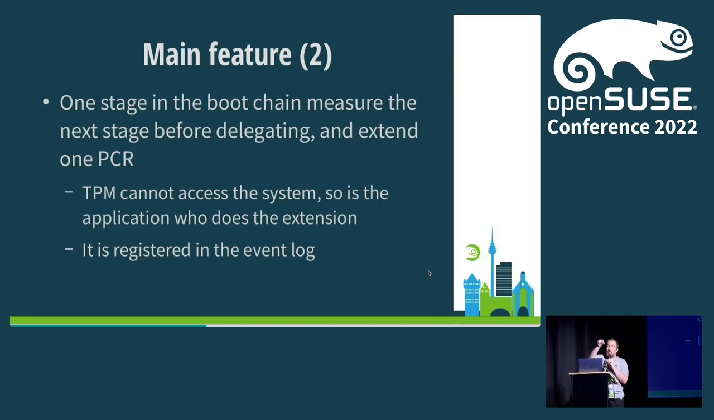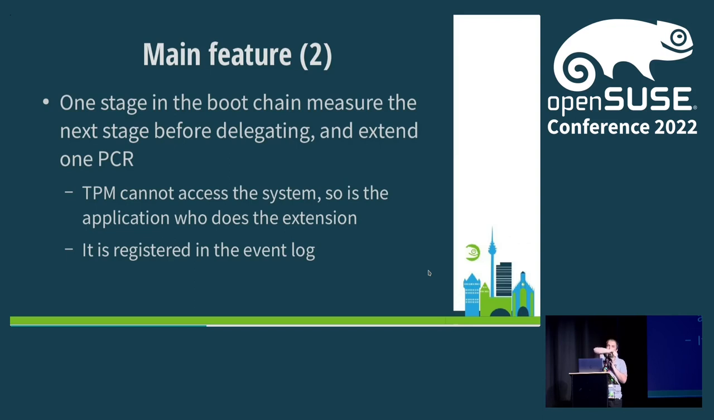There is a specification that explains which one is going to be extended. So it's going to calculate a hash of the next stage and extend one of the registers, and after that, it's going to delegate the execution to the next stage. So every stage is going to measure the next one and then delegate the execution. This goes on until the boot loader.